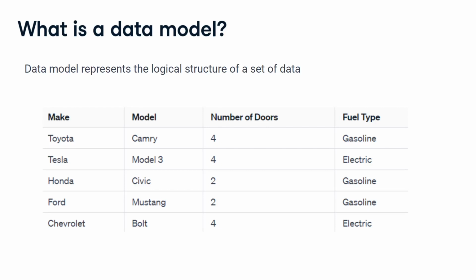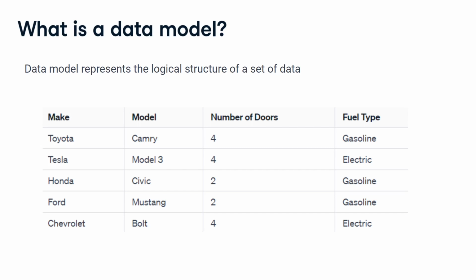Before we dive into how DBT defines and uses models, let's break down the general concept of a data model. So what is a data model? In the slide, you can see we have a sample data model. You can say a data model is like a blueprint, and its meaning can vary depending on the context. Generally, it represents the logical structure of a set of data, whether it's a database table, data frame, or any other data structure. So this could be a collection of cars, manufacturers, or details about the different car models.